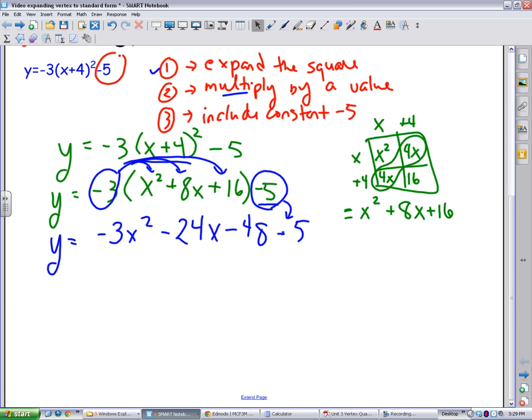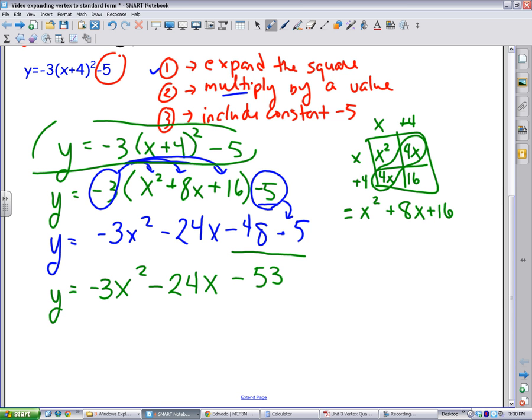Alright, so our last step then is to now include the constant. We notice that negative 48 is a constant value as well as negative 5, so those two will be combined and the other terms will stay. There are no more like terms, so we have negative 3x squared minus 24x, and putting together negative 48 and negative 5 I think is negative 53. So the expanded or standard form of the original equation, y equals negative 3 times (x plus 4) squared minus 5, expands to y equals negative 3x squared minus 24x minus 53.